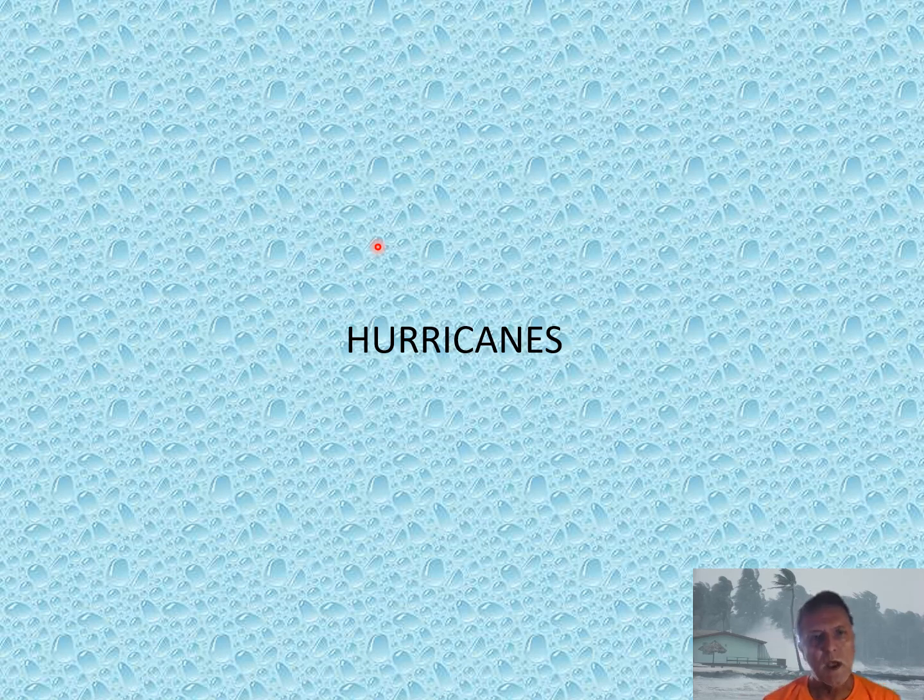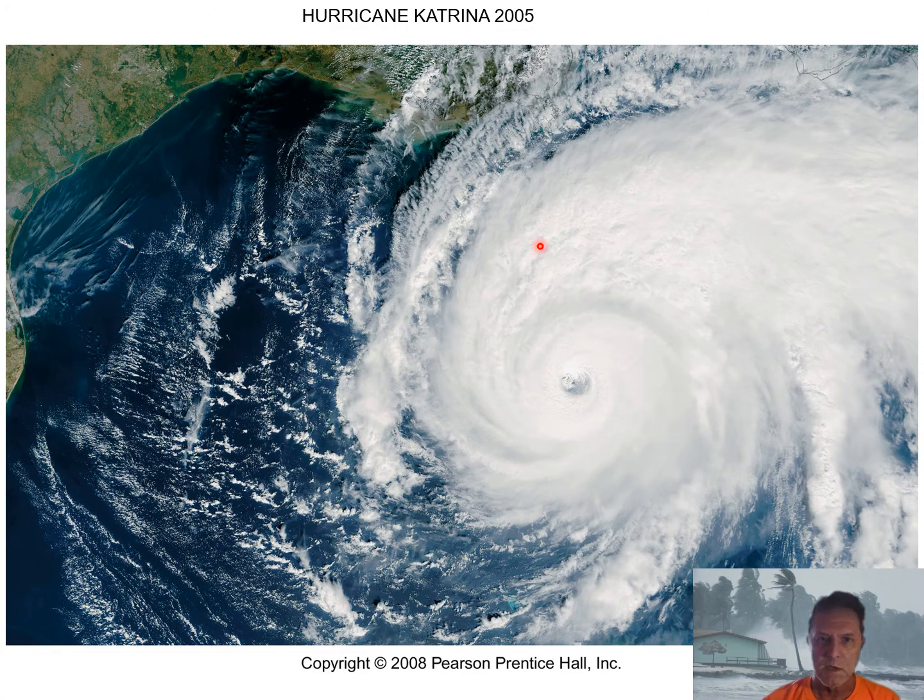In Asia, they're called typhoons, but they're basically the same thing. They're also called cyclones, but a hurricane, a cyclone, or a typhoon are the same type of storm. This is Hurricane Katrina in 2005, a very big, very bad, very destructive storm that caused a lot of damage to the Gulf Coast that you see up in here, to Louisiana, to Mississippi and Alabama.